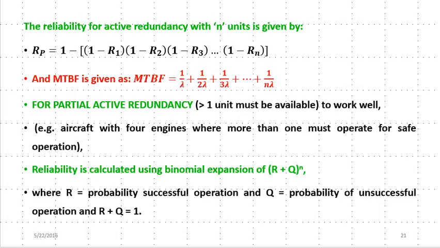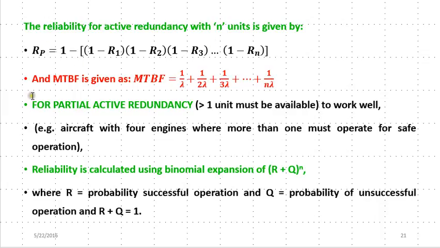Now, the active redundancy, as we said, is equivalent to a parallel connection. For the parallel combination, the overall reliability is given by this formula, as we have seen in the previous section. And mean time between failure is equal to this. We have already seen this, no more explanation is needed here.